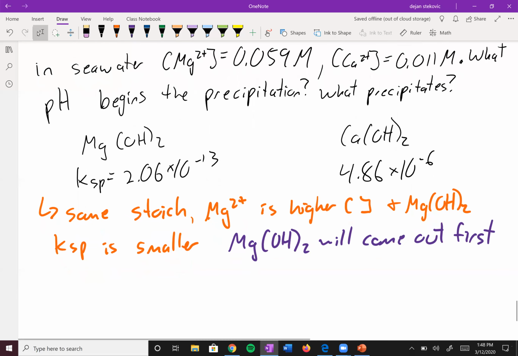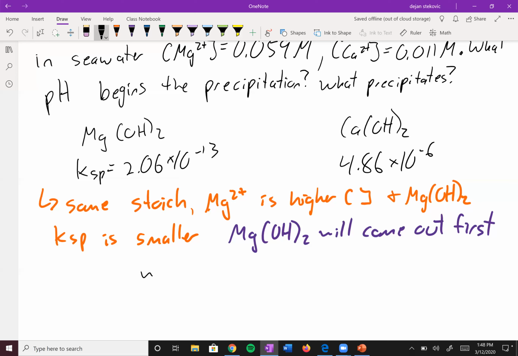And at what point will it come out? At what point does precipitation start to occur when we're talking about K and Q? Right, we're going to say when Q is equal to K. Technically, you're right, it's slightly above, but it's infinitely slightly above. So it's essentially when they're equal. So we're going to say it will precipitate out when Q is equal to K.